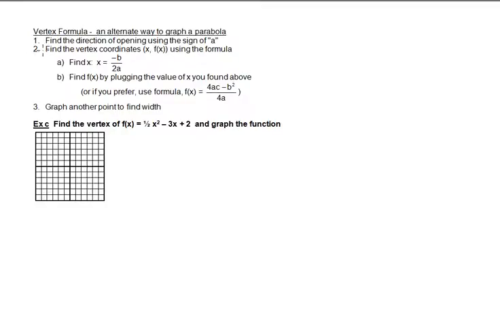The very first thing says, find the direction of opening using the sign of a, which is the coefficient of the second degree term. And here we see that a, the coefficient of the x squared term, is equal to positive a half. Since this value is positive, this indicates that this parabola will face up. So we're envisioning that the parabola is going to look something like this.